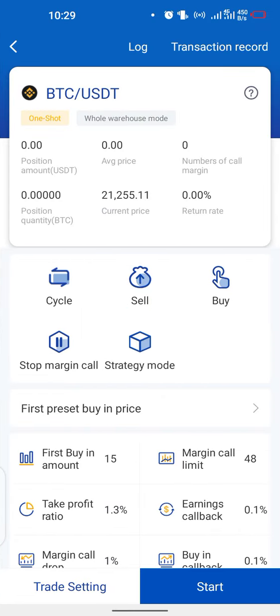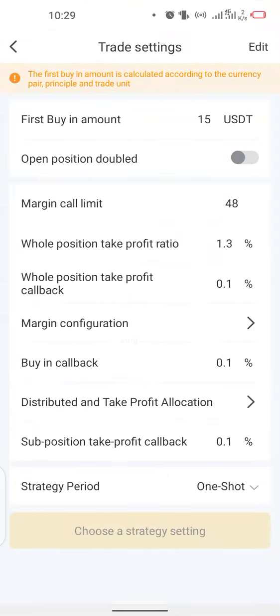The most important thing here, we have the position amount, which is the amount of money you have invested, and the average price. What makes your trade sell is when the current price is above the average price, depending on the percentage of take profit you set. I'll skip everything and go into the trade settings, and this is where the magic is.